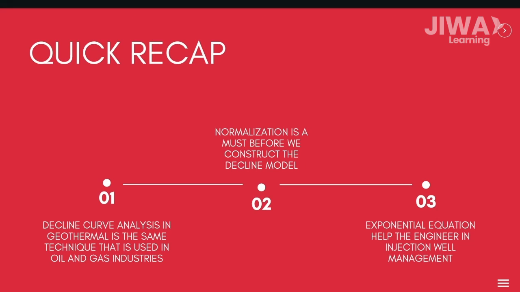At the end of this video, let's take a quick recap of the discussion earlier. First, decline curve analysis in geothermal is the same technique that is used in the oil and gas industry. Second, normalization is a must before we construct the decline model. And last but not least, the exponential equation helps the engineer in injection well management.